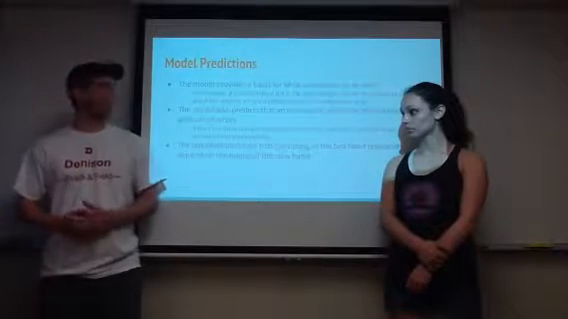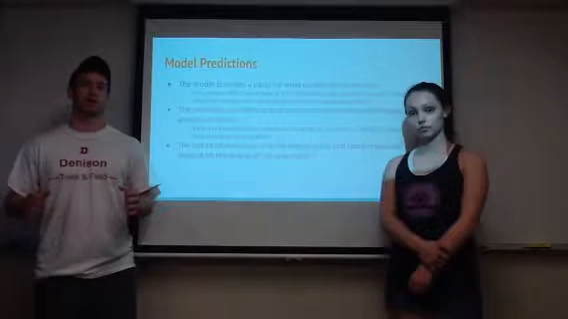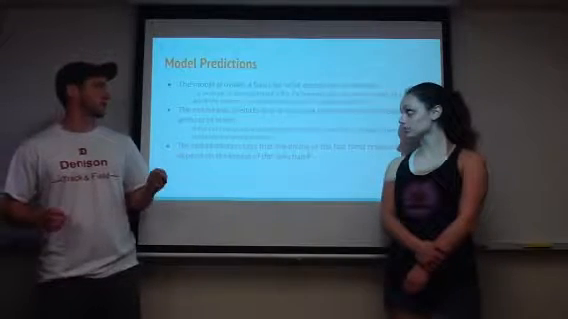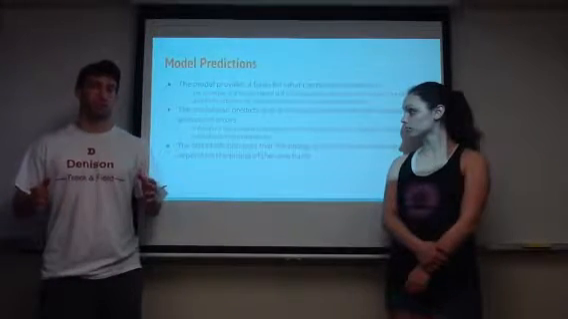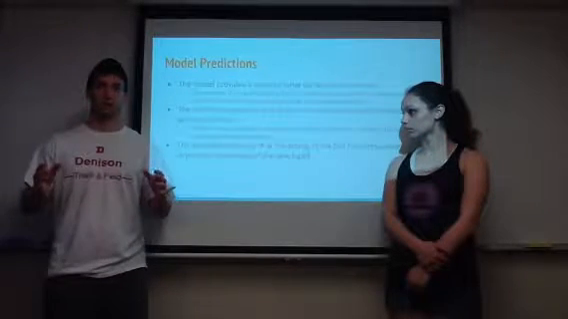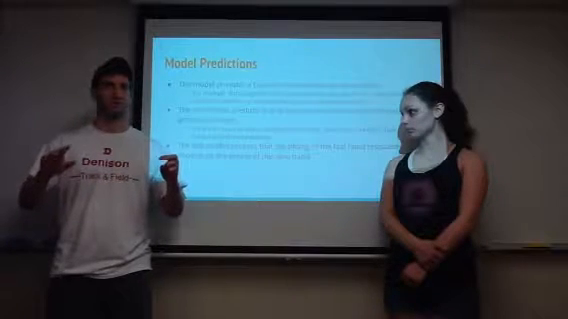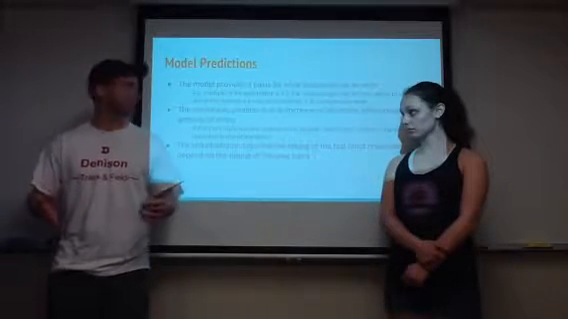And so here's one of the model predictions. The model provides a basis for what constitutes an error. In this situation, if the polyrhythm is a 4 versus 3 polyrhythm, it defines what time intervals the polyrhythm must be in order to constitute a correct cycle of polyrhythms.